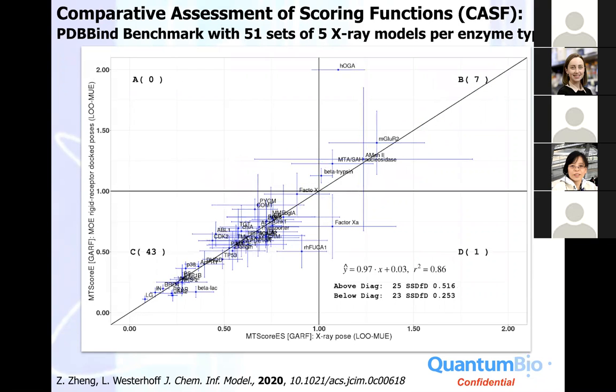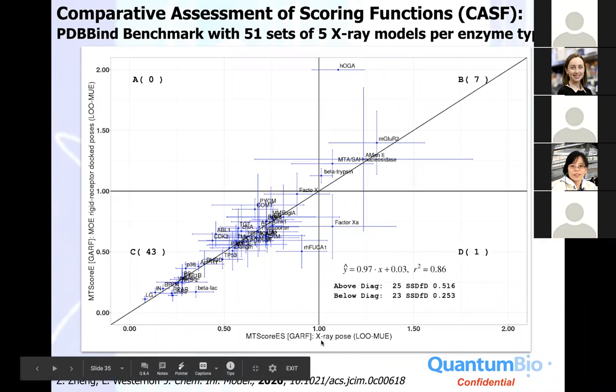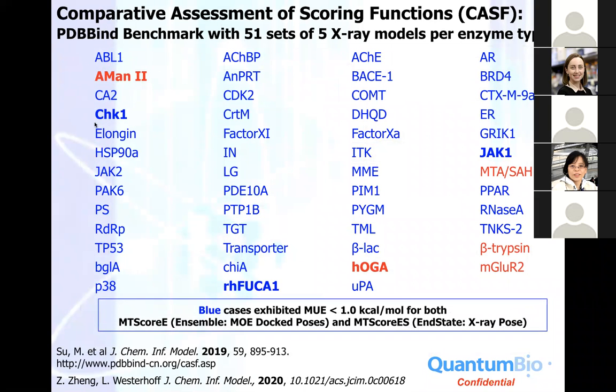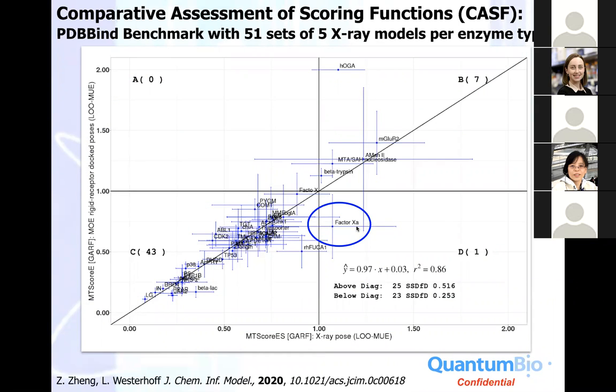If you want to look at mean unsigned errors, another metric to be looking at, again, along the y-axis would be these ensemble scores from the rigid receptor docked poses, versus the X-ray poses along the x-axis. And here we see the vast majority of them were under 1 kcal of error. Again, really nice to see. All of them in blue were the ones that were less than 1 kcal of error. The ones in red were not. And again, we saw factor 10a, which was also in the previous one, was better for the ensemble.